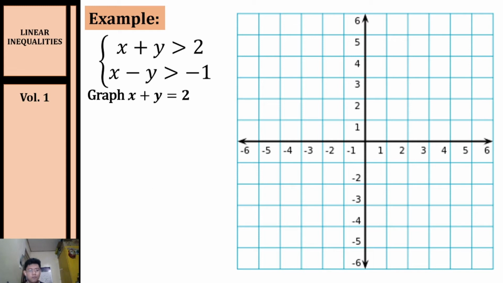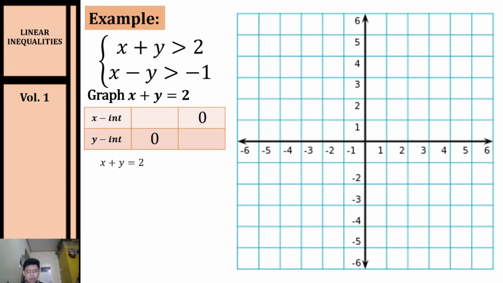So, let's start first with x plus y is equal to 2. Let's graph this using the intercept method. Let's identify our x-intercept and our y-intercept. Let's solve for our x-intercept. So changing our variable y to 0 and solve for the value of x. So x is equal to 2. Our x-intercept is located at (2, 0). In plotting our x-intercept, we will use an open circle because our inequality is greater than.